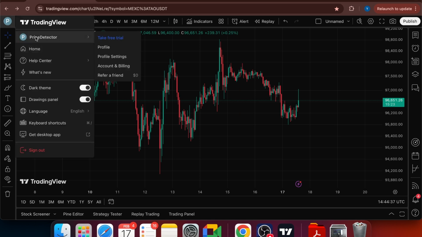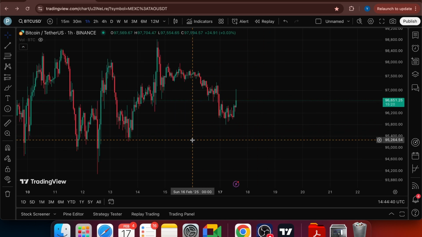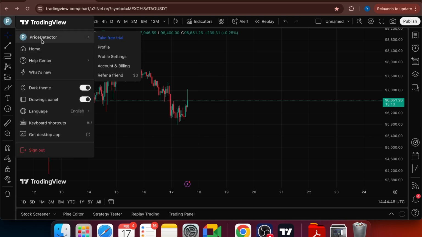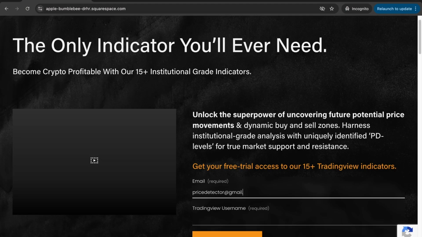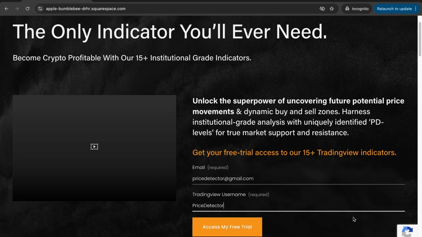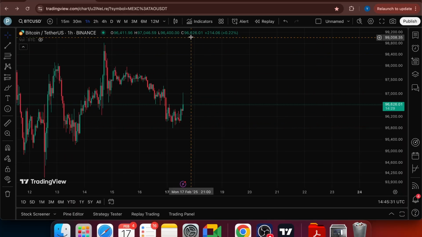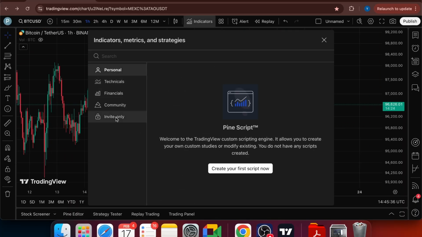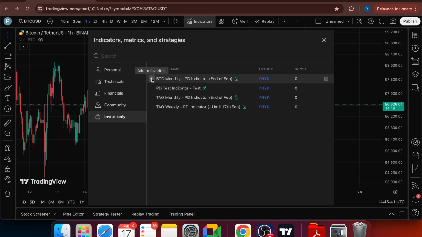So I've created just a free account just to show you how to access those indicators. First of all, once you have a free Tradingview account, add in your email and most importantly your Tradingview username, and please be careful not to have any spelling mistakes in order to smoothly have access to the indicators. And then you just press on access my free trial. And where will you find this indicator? You just go in access indicators, and then under invite only you'll actually find those indicators.